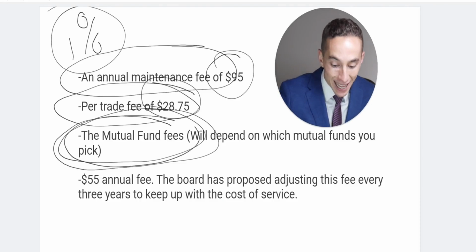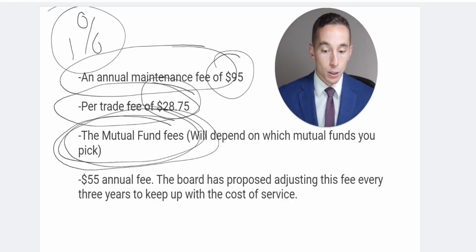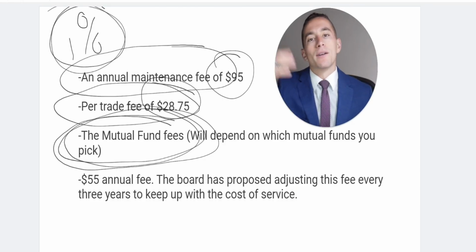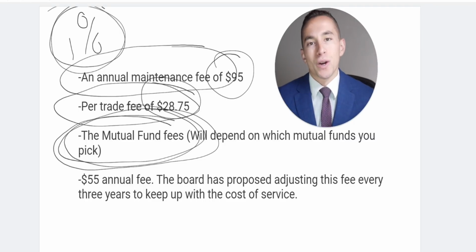Okay, so that's going to be the underlying thing. You're going to pay a percentage of how much money you put into the mutual fund window, right? So let's assume 1%. Well, if you have 100 grand in a certain mutual fund with a 1% annual fee, that's going to cost you $1,000 every year to invest in that mutual fund, right?